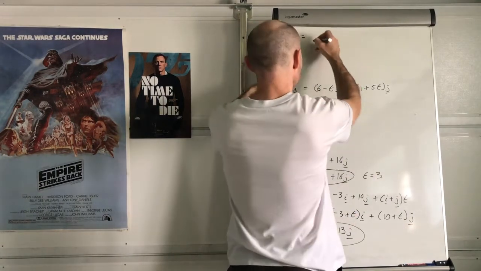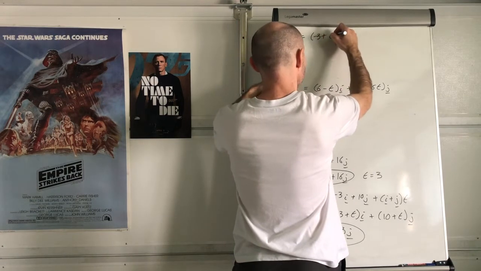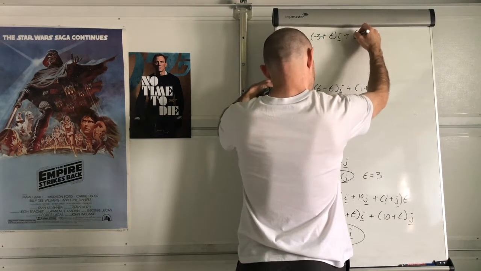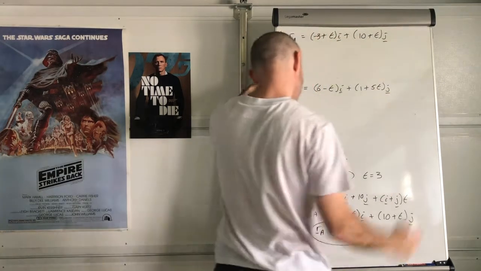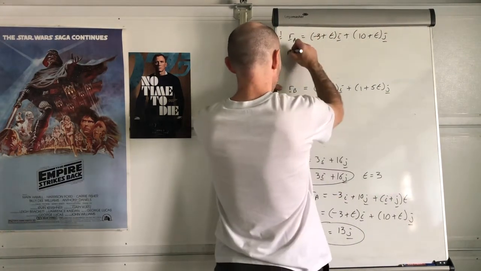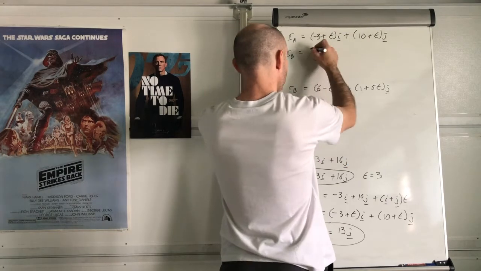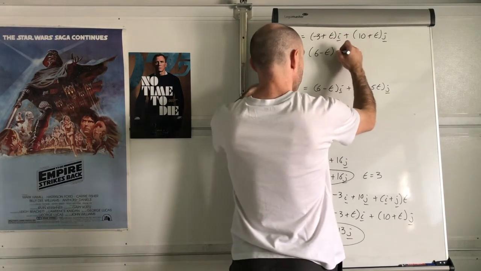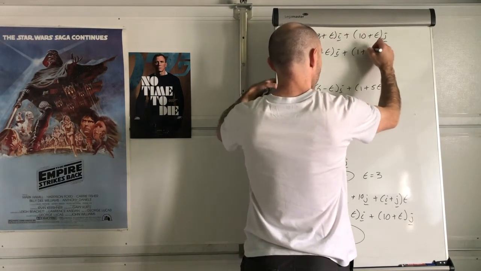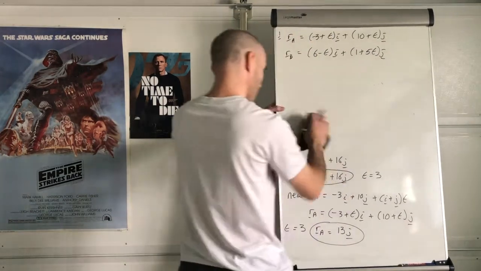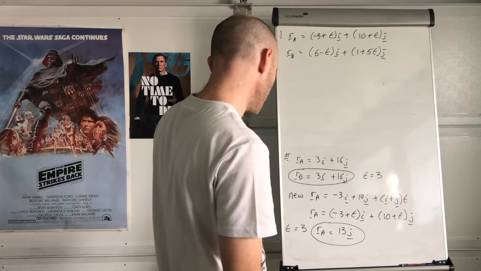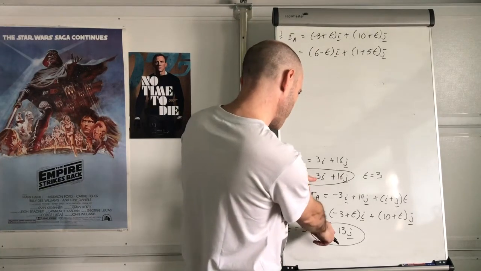The position vector of A is (-3 plus t)i plus (10 plus t)j, and rB is (6 minus t)i plus (1 plus 5t)j. So that's that. I need to work out the distance between them here and here.